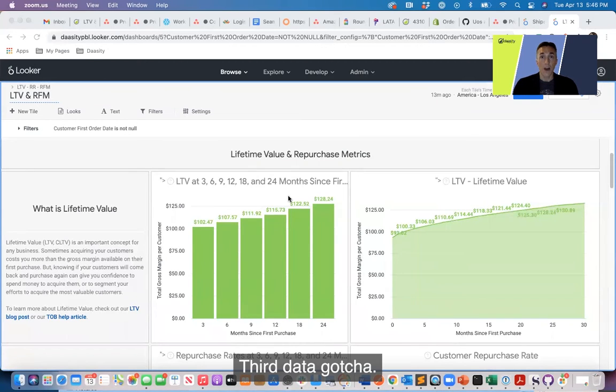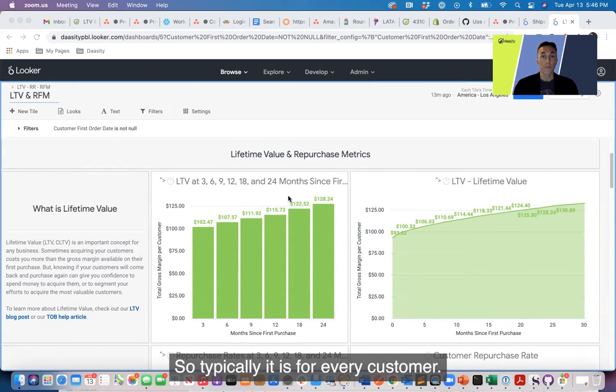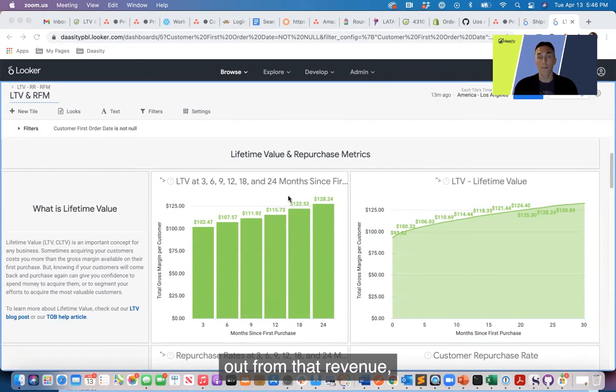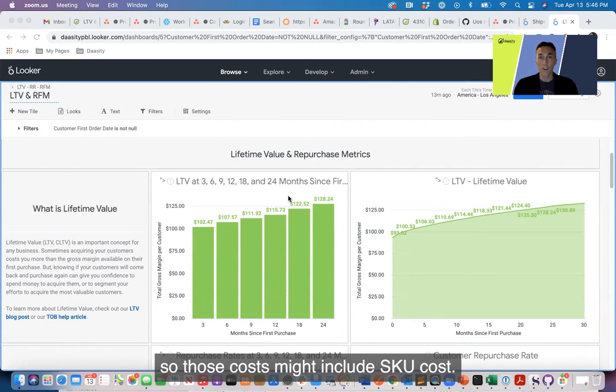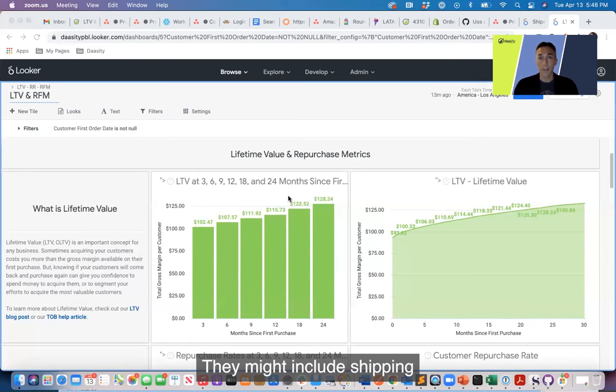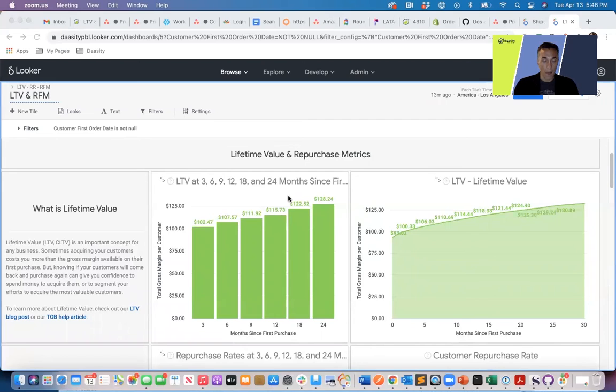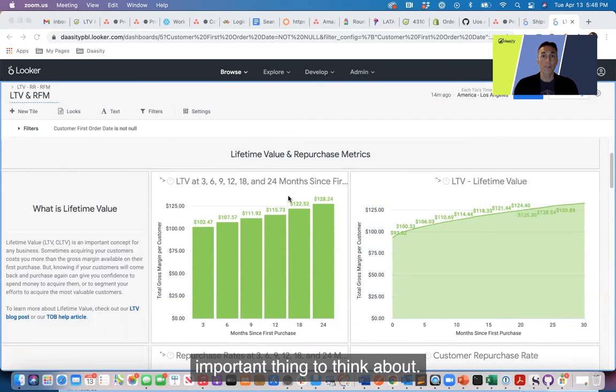Third data gotcha, think about how lifetime value is calculated. So typically, for every customer, you roll up all of the revenue, all of the purchases that customer has made. And then you subtract out from that revenue all of the costs associated with those purchases. So those costs might include SKU costs, they might include shipping and fulfillment costs. This is a very important thing to think about, how that lifetime value number is calculated.